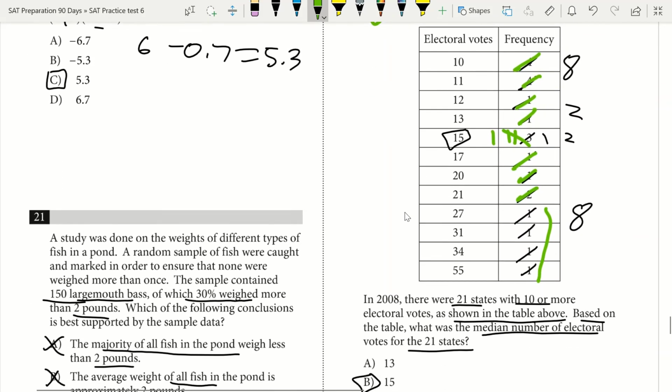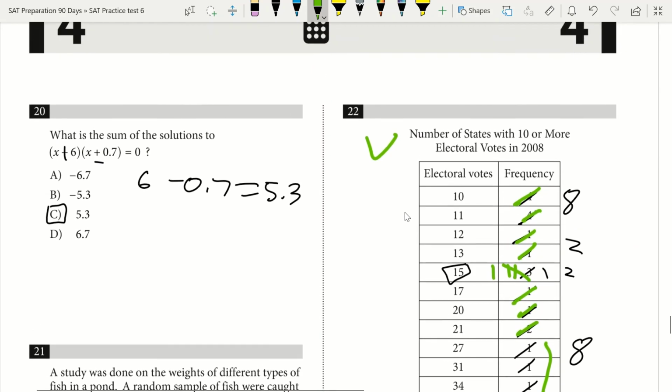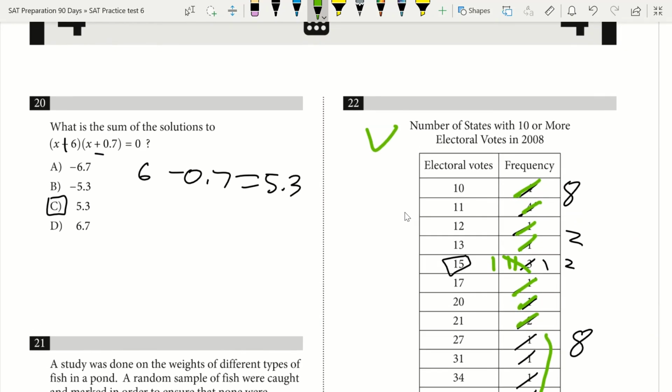So I'll just check any other ones that I think are possible that I could have gotten. I mean, I know I got all these right, but I can just check other ones just to show you what I mean by checking work, right? What's the sum of the solutions? I got x minus 6, so one solution is going to be 6, x plus 0.7, so one solution is going to be negative 0.7. The sum of them is going to be 5.3, so that one's checked.